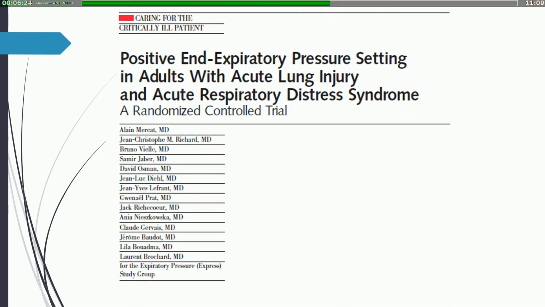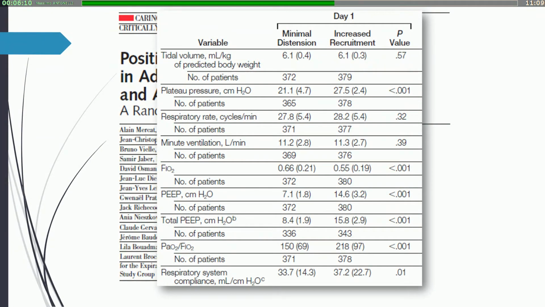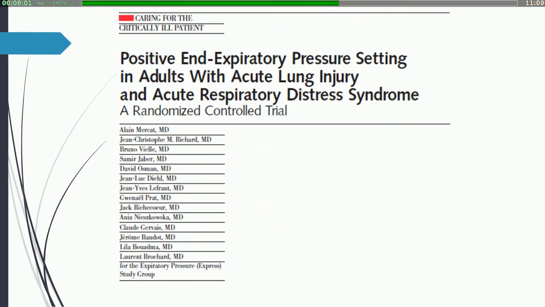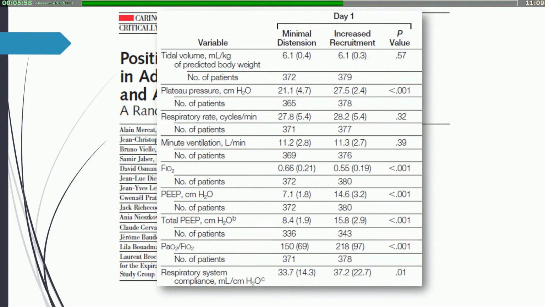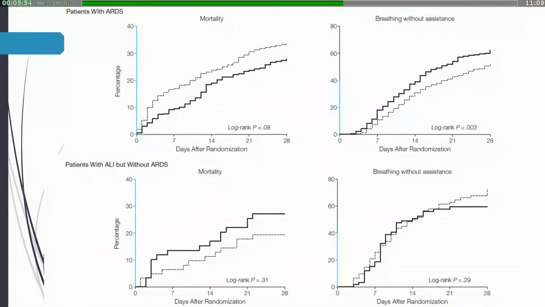The other point is made by Alain Mercat, following the idea that maximizing the recruitment may make a major difference. And indeed, in the two groups of patients included in this study, he achieved a quite better PaO2, as shown here, by applying this strategy. However, there was no difference in the mortality rate.